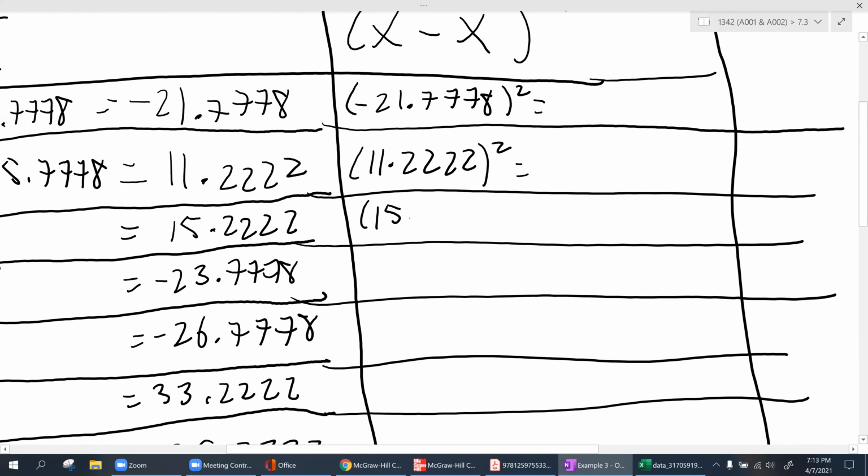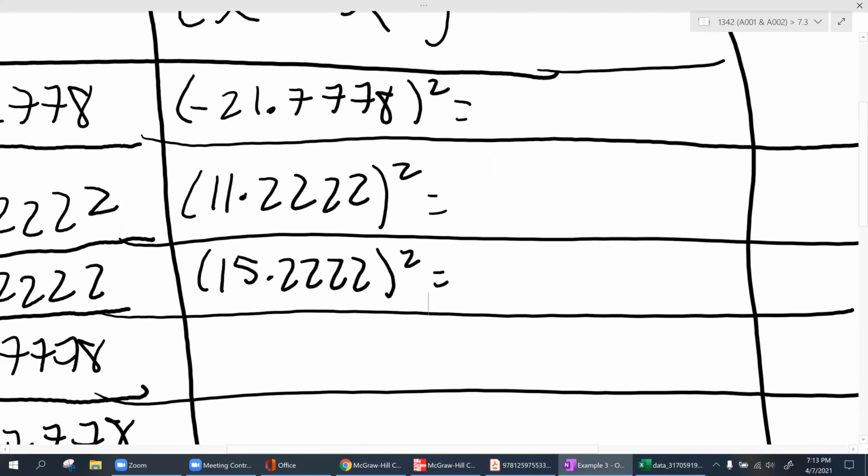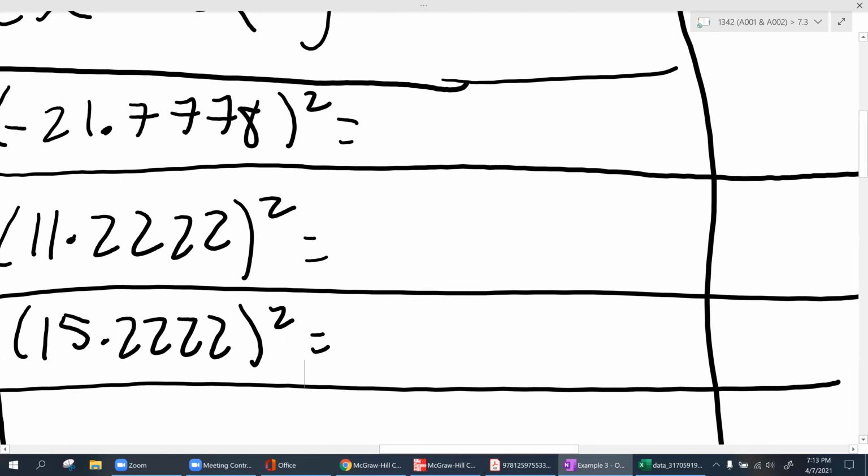I have here 15.2222 squared equals, and so forth. That's exactly what I'm going to be finding. So let's get these values plugged in. Whenever I square these values, squares.